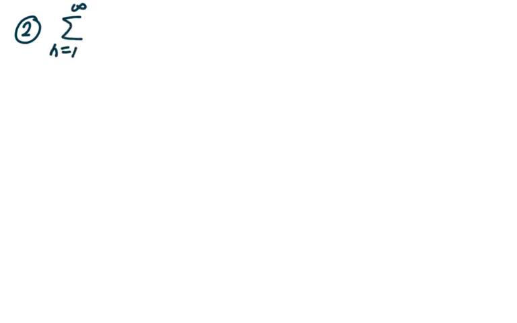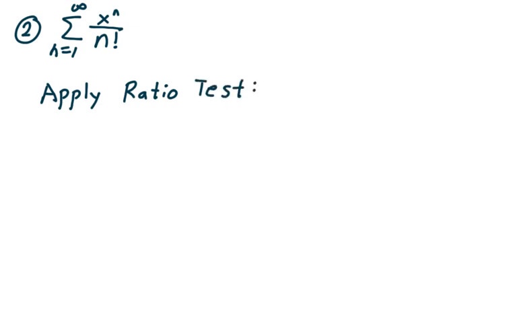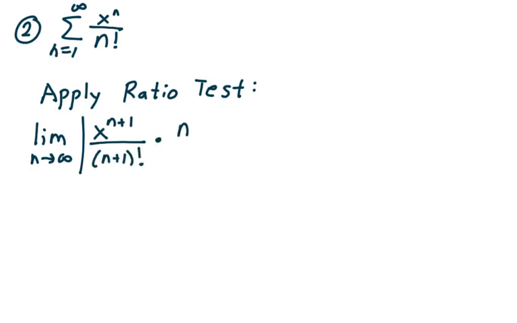Suppose we have the summation from n equal 1 to infinity of x to the n over n factorial. And I'm going to apply the ratio test. So I'm going to get the limit as n goes to infinity of the absolute value of x to the n plus 1 divided by n plus 1 factorial times n factorial divided by x to the n.